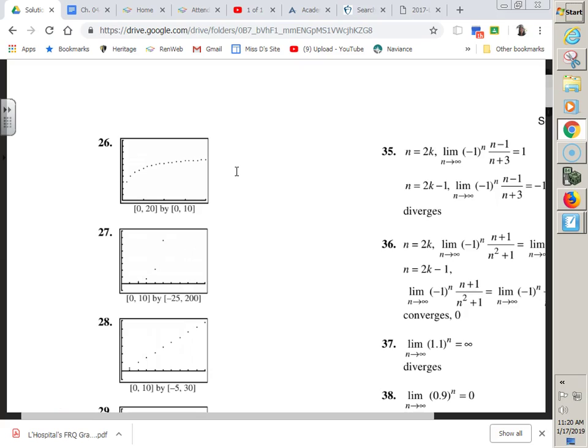Can you plug a 1.5 into the a sub n formula? Sure. But is there a term there? No. Why not? There's a first term and there's a second term, but there's not anything in between. Remember, the n stands for the number of terms. Is there a 1.5 term? No. There's a first term, a second term, and a third term.